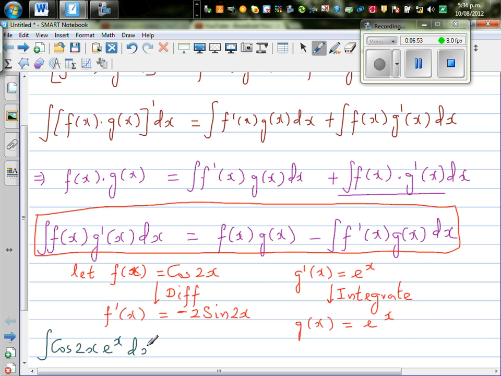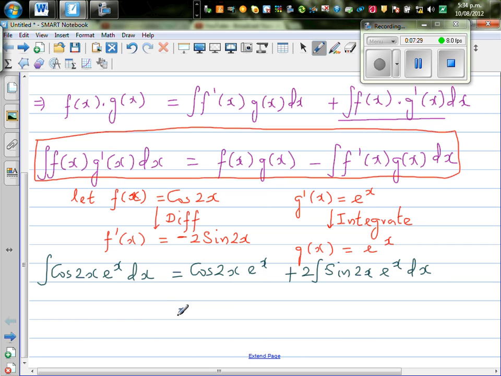I hope you can see this is nothing but the question, which is equal to f of x. What is f of x? Which is cos 2x, times g of x, which is e to the power x, minus the integration of f dash x, which is minus 2 sine 2x. So this minus will make this, I put the 2 out, sine 2x times e to the power x dx. Now I have to integrate this by parts again, so I'm going to put an asterisk here.